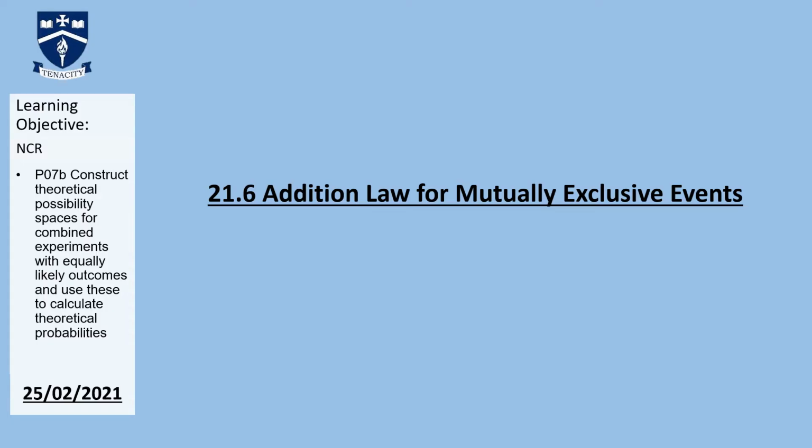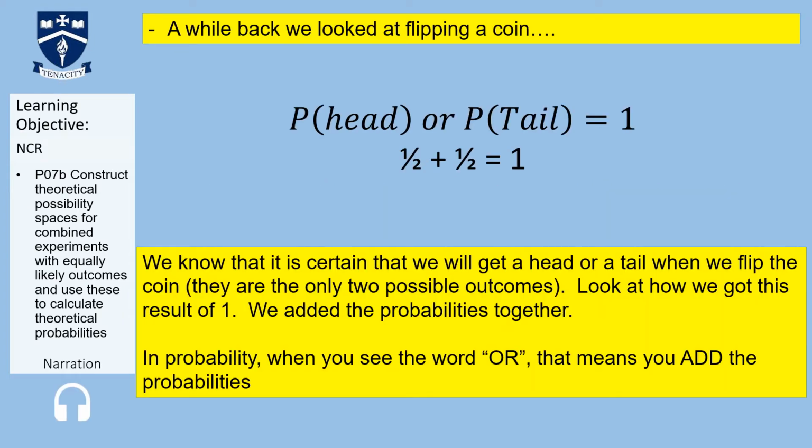So in this lesson we're going to look at what's called the addition law for mutually exclusive events. These are events that happen separate to each other. So a while back we looked at the idea of flipping a coin, and we said that the probability of getting a head or getting a tail is 1. It's certain. You flip a coin, you will get one of these outcomes.